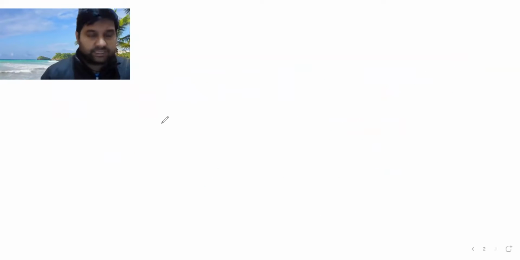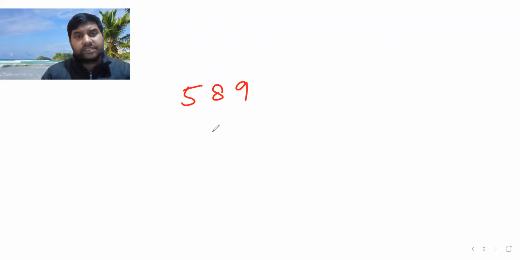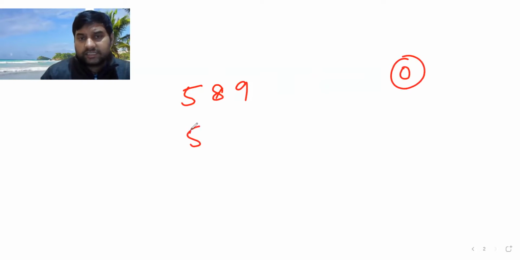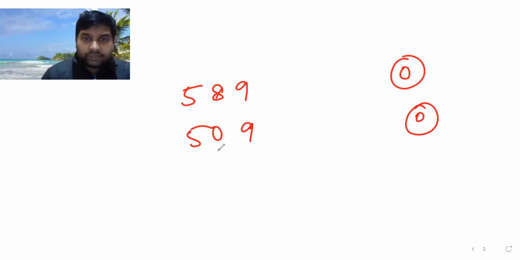Now what is the meaning of number of zeros? Let me give you a simple example, 589. What is the number of zeros in this? It is 0. Let's take another number, 509. What is the number of zeros in this? That is also 0. Now, you might argue that there is a 0 in the number, but in mathematical terms, this is not what it means.